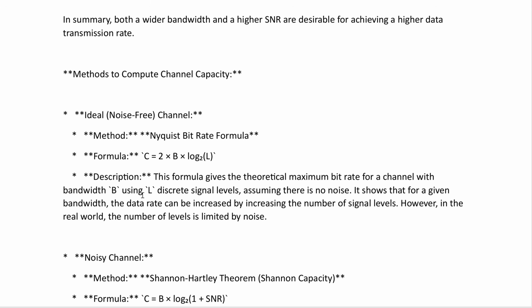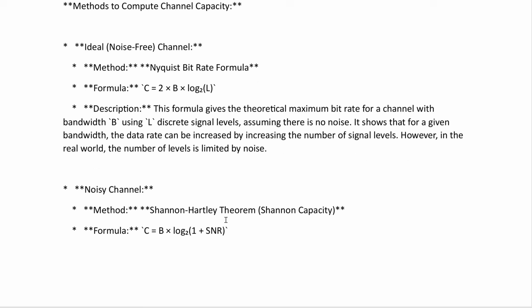What are the methods to compute channel capacity? We have already solved several numerical problems pertaining to that. When we have a noise-free channel, that is ideal, which is never practically possible, the method is to use the Nyquist bitrate formula given by C equals 2 times B times log 2 L, where B is the bandwidth and L is the number of levels. This formula gives the theoretical maximum bitrate for a channel with bandwidth B using L discrete signal levels, assuming there is no noise. It shows that for a given bandwidth, the data rate can be increased by increasing the number of signal levels. However, in the real world, the number of levels is limited by noise.